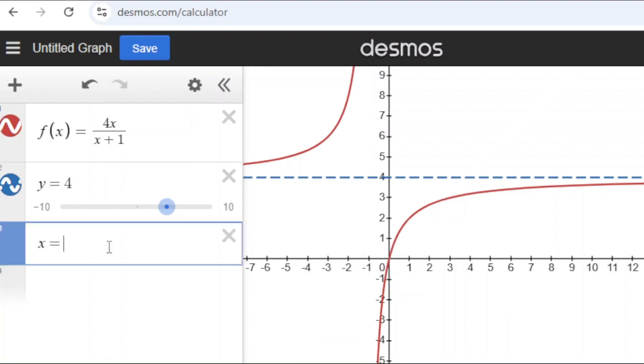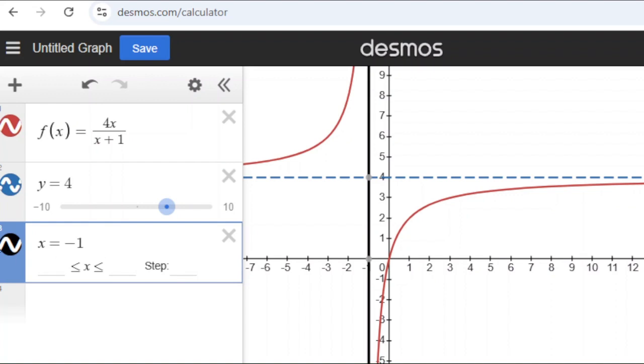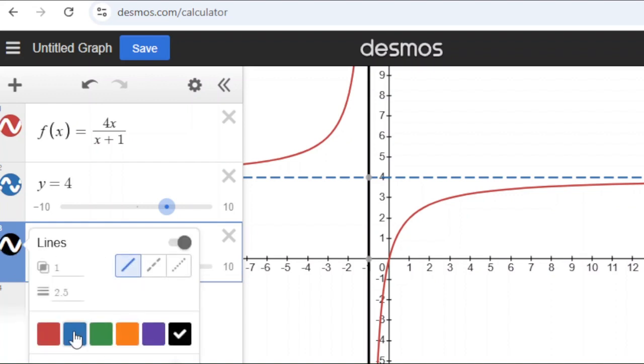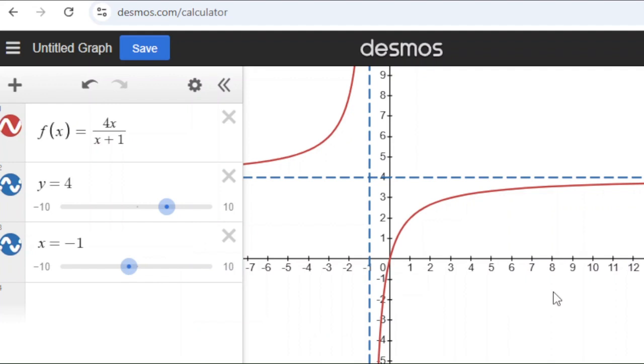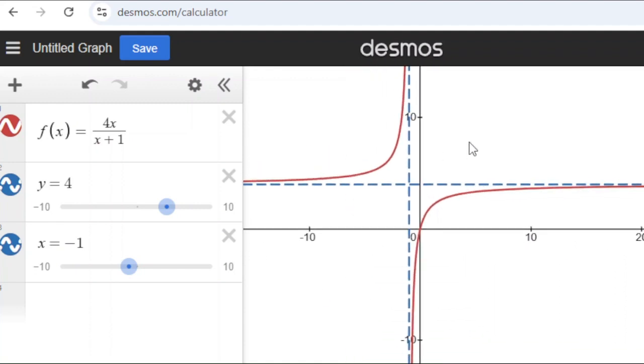And actually, I should say x equals negative 1. That's the equation of our vertical asymptote. So for the horizontal asymptote, you don't just say 4, it's y equals 4. Remember, y equals a number is a horizontal line. x equals a number, like x equals negative 1, is a vertical asymptote. So we can zoom out and see these two asymptotes.